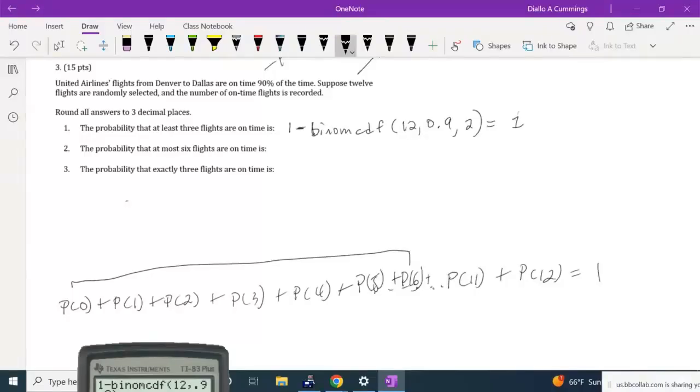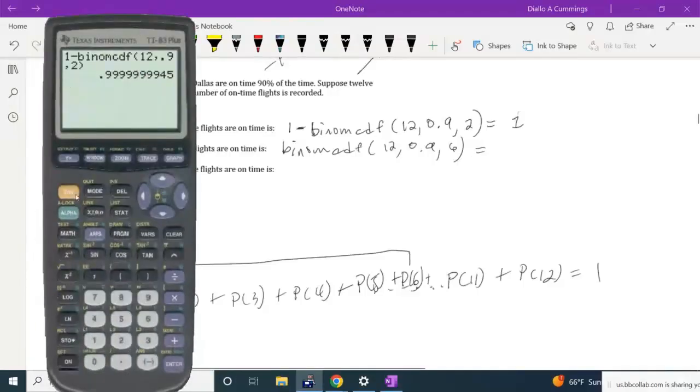So we can just use the binomial CDF function, right? Because we're finding the probability to the left of a value, which is how the binomial CDF operates. But unlike the first problem, if you're finding the area to the right, that's where that 1 minus comes in. For this one, it operates to the left. That's the binomial CDF: 12, 0.9, 6, because we have to include 6 because it's at most 6.